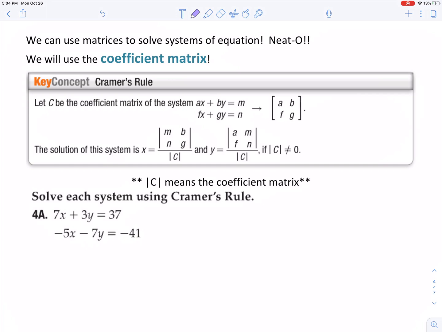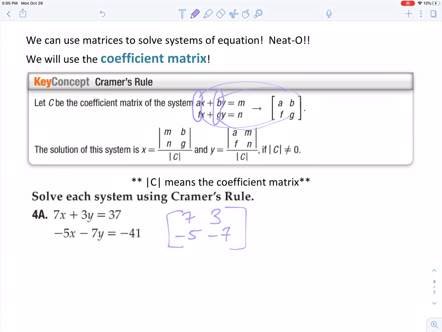So coefficient matrix is going to have the coefficients like so. A, B, okay, and then over there. So if I'm doing 4A, that coefficient matrix would be 7, 3, and then -5, -7 because of that minus sign there. That's literally all I'm doing to start with.